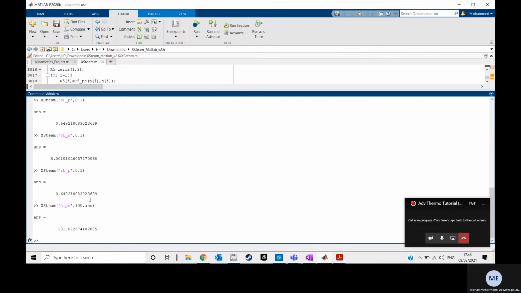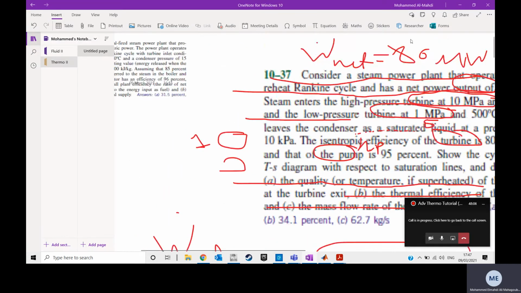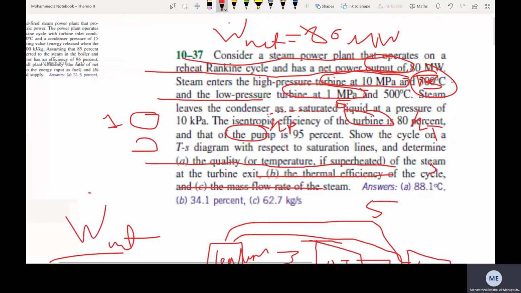Yeah, so what else do we have? Let's go to point 3. Point 3 is the inlet of the turbine, the inlet of the high pressure turbine. I need H, given that I have the pressure and the temperature. The pressure is 100 bars. The temperature at the inlet of the first turbine is obviously 500.